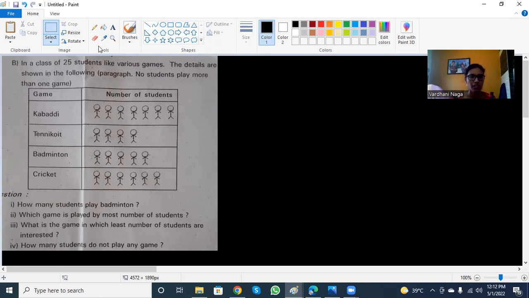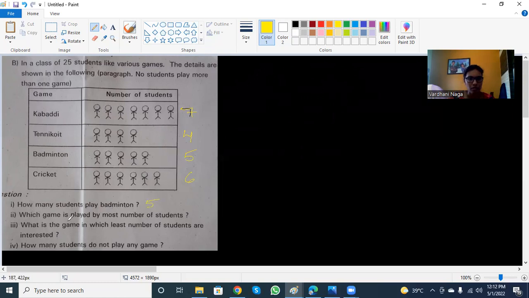In a class of 25 students, they like various games, and the details are shown in the following paragraph. No students play more than 1 game. Kabaddi: how many students are playing Kabaddi? 1, 2, 3, 4, 5, 6, 7. Here 4 students play tennis court, badminton 5, 3, 6, cricket 6. How many students play badminton? Very simple, just see the data from here and write 5.